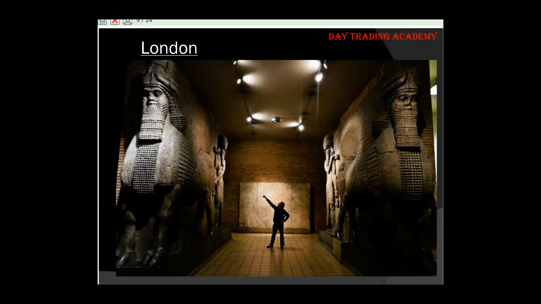And then this is London. I was in London recently for 2 months. I went to the London Expo. These are the lion head statues of the Assyrian Empire. They used to go in front of the important sites for them. And for those of you that don't know where Assyria is, that's northern Iraq.